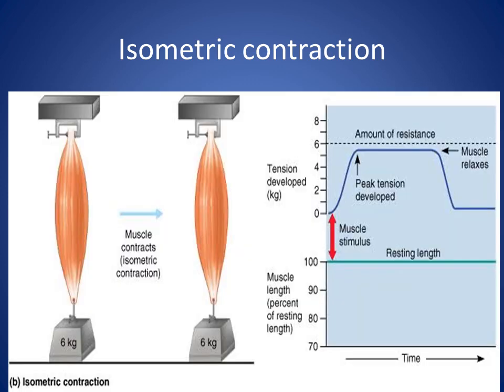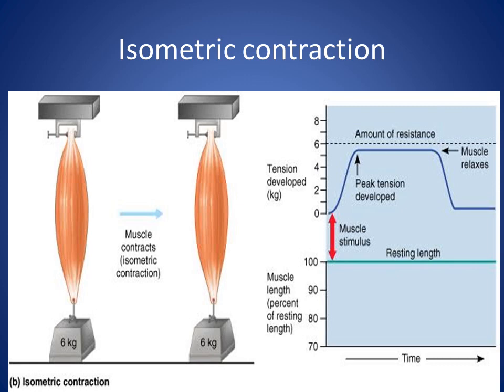Here you can see isometric contraction. There is increase in tone, means tension is developed but the length is not changed. In the figure you can see how the length of the muscle is the same at the resting length, but the tension in the figure on the side.